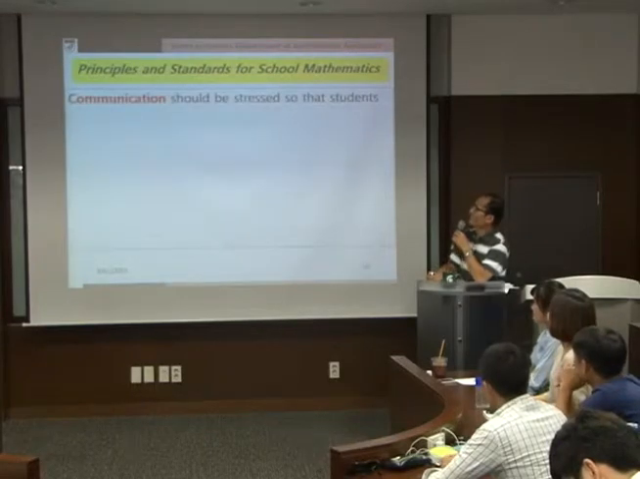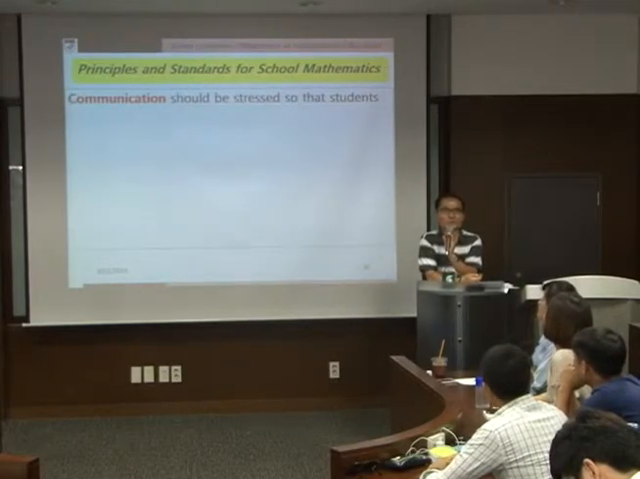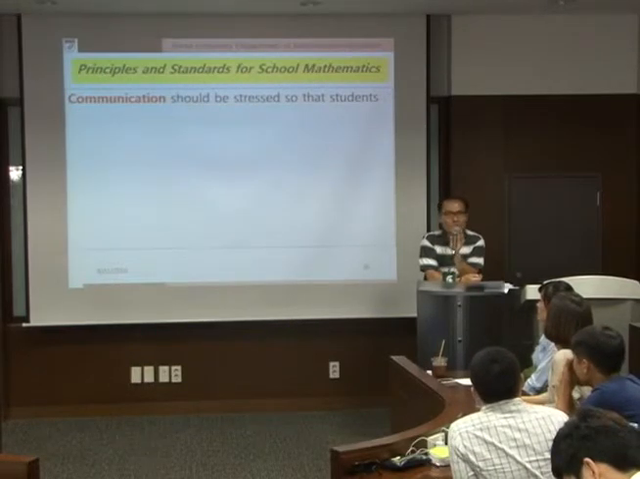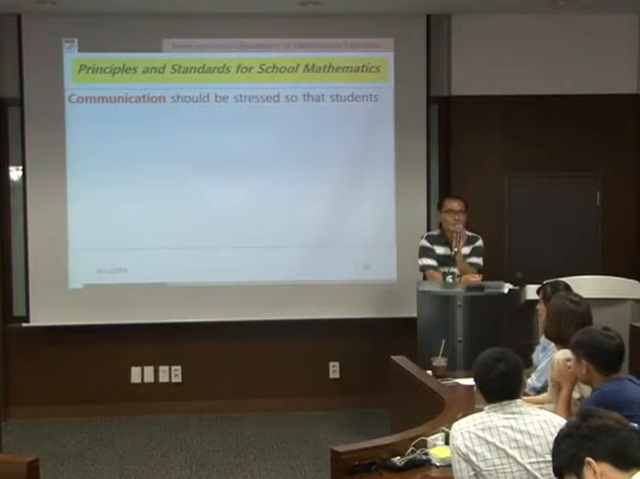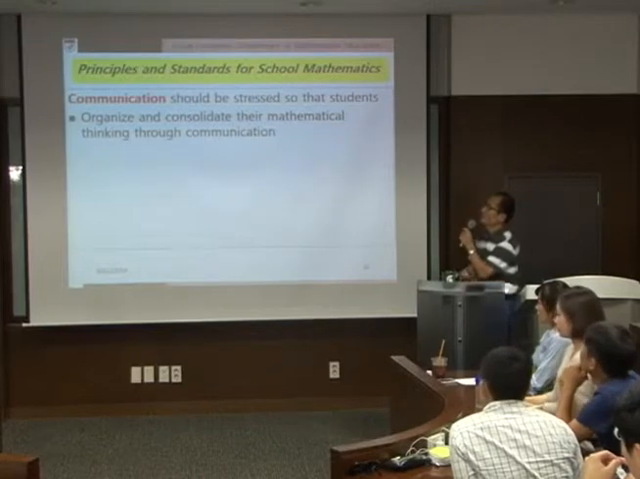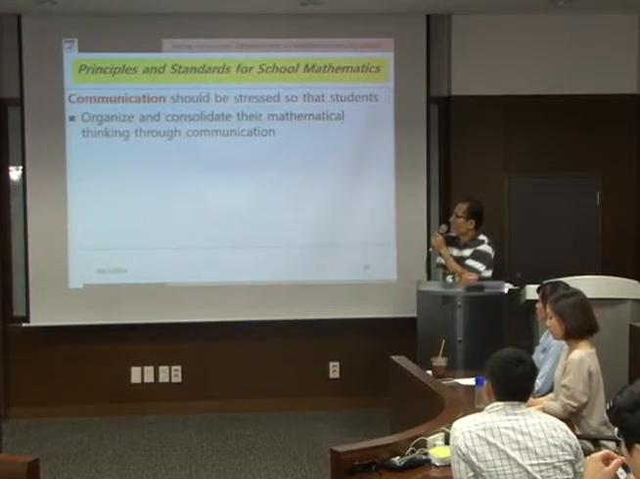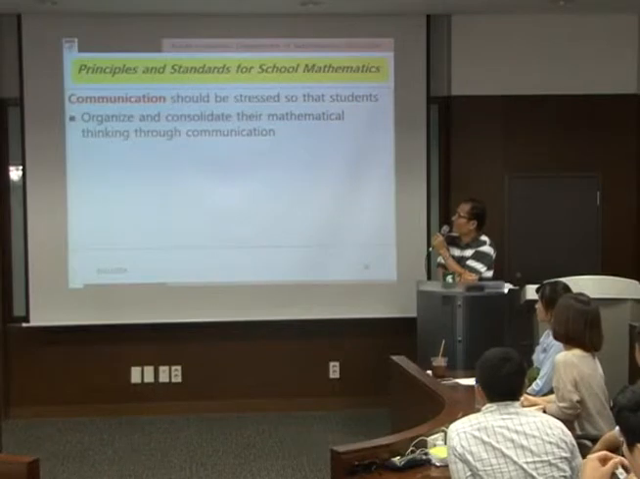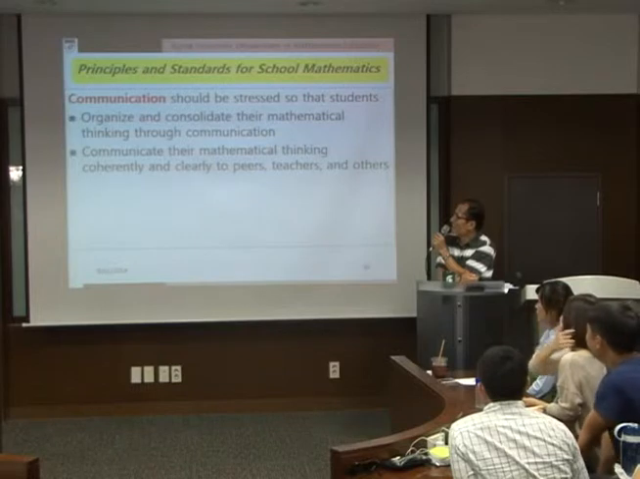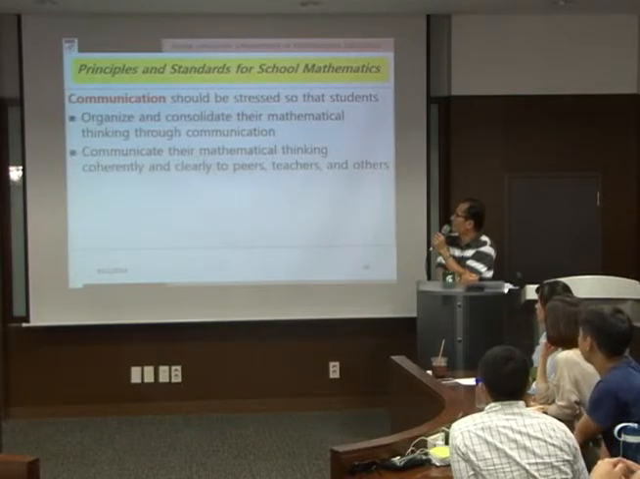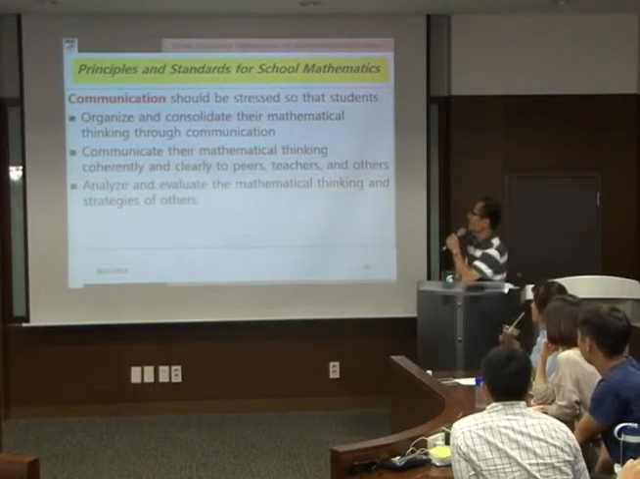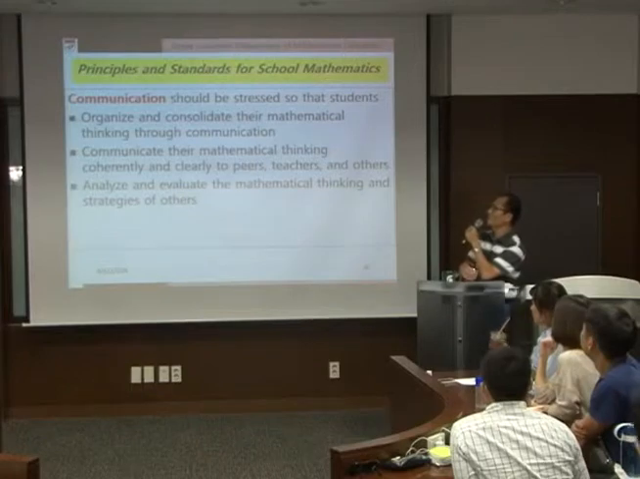So what about communication? Communication, one of the complicated category, because I'm a kind of an expert on communication. That's why it's way too complicated. But anyway, according to NCTM standard, they define several categories as well. Organize and consolidate their mathematical thinking through communication. Communicate their mathematical thinking coherently and clearly to peers, teachers, and others. Analyze and evaluate the mathematical thinking and strategies of others.